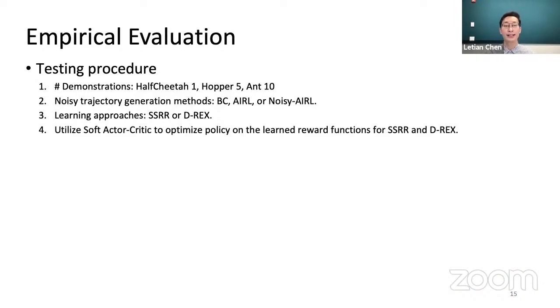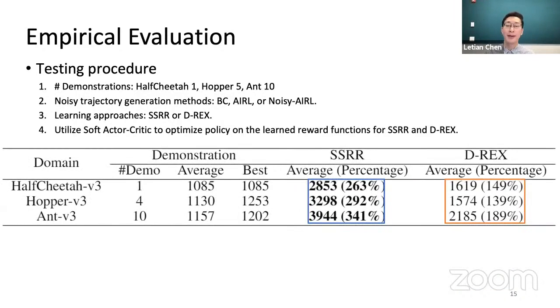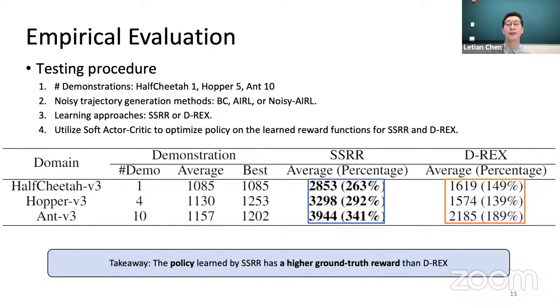We further utilize soft actor critic to optimize policy on the learned reward function and show that SSRR's policy outperforms the suboptimal demonstration and DREX.